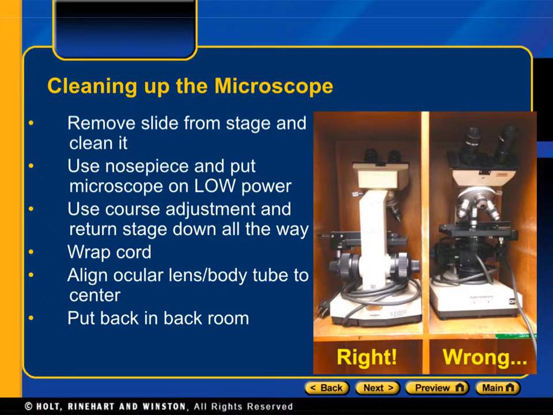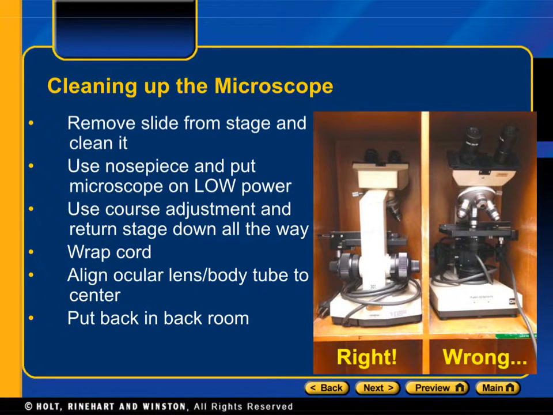Another thing, your stage needs to go all the way down. So you're going to use the coarse adjustment knob and make that stage go all the way down as far as it can go. You're going to take the cord and wrap it around the microscope, as you can see on the picture on the left. That is correct, one. And then you also want to align your body tube to the center, because our body tube can twist around. And so you want to make sure that's aligned so it won't hit anything as you're carrying it back to the cupboard.